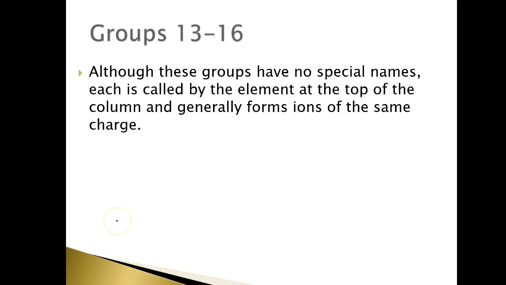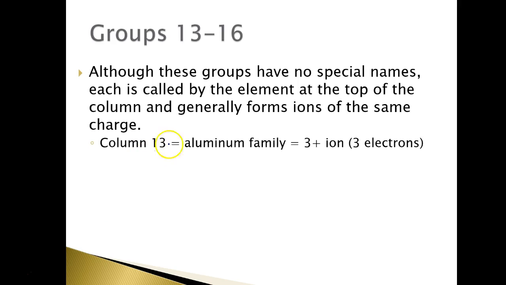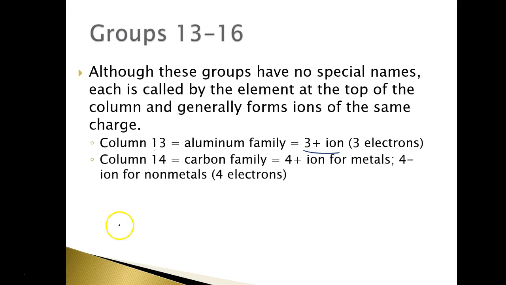So they generally form ions of the same charge if they're in the same family. So column 13 is referred to as the aluminum family, not boron. Boron really just doesn't do a whole lot. These elements tend to form a positive 3 charge.